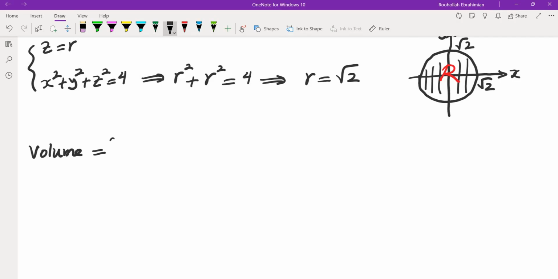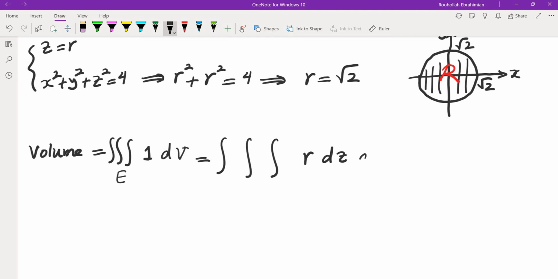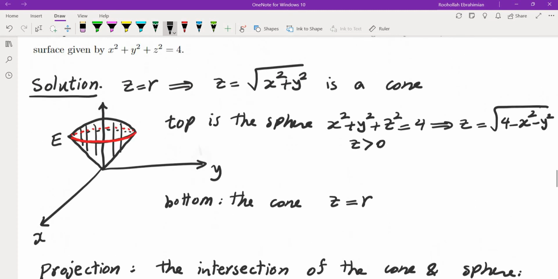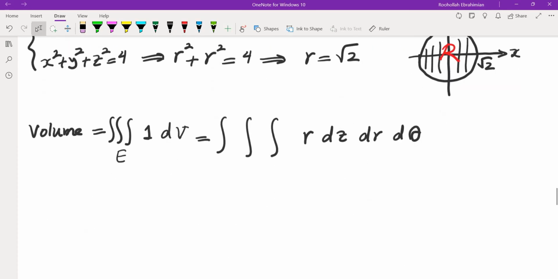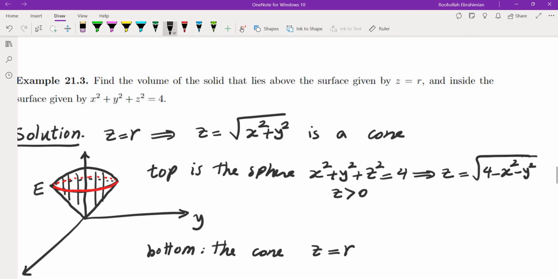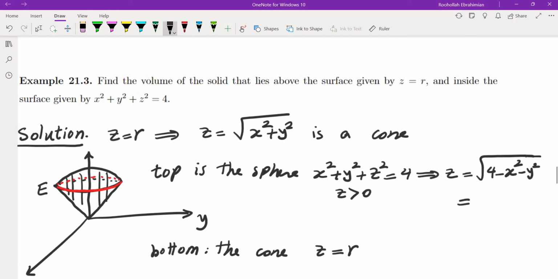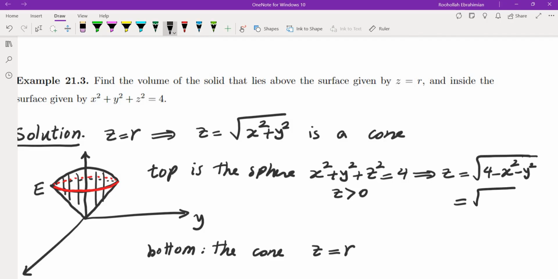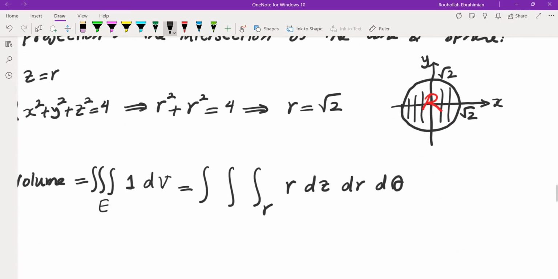First of all, the volume is always equal to the triple integral of 1 dV over the solid. Next, we notice that it's best to switch to cylindrical, so we'll do that. r dz dr d theta. Limits of z are from bottom to top. Bottom is r because it's the cone, and top is the sphere. So the sphere is root 4 minus x squared minus y squared, but since we are using cylindrical, it's root 4 minus r squared.